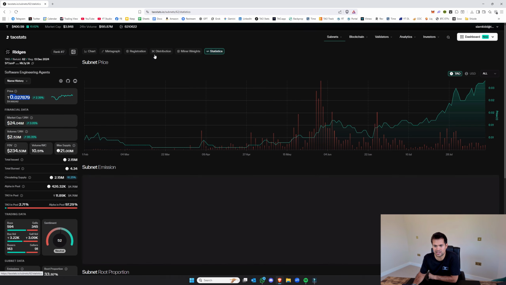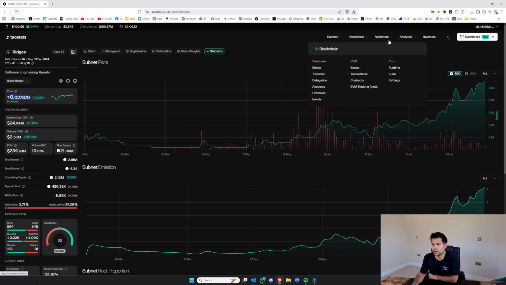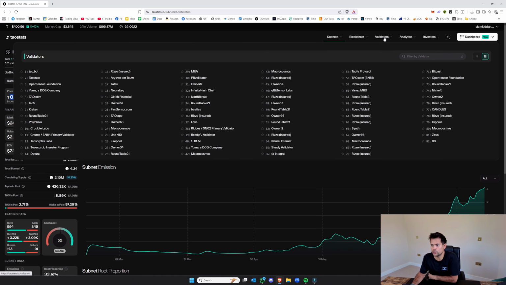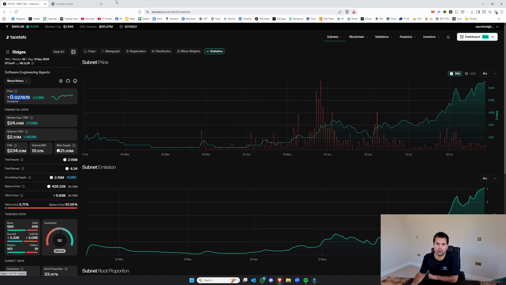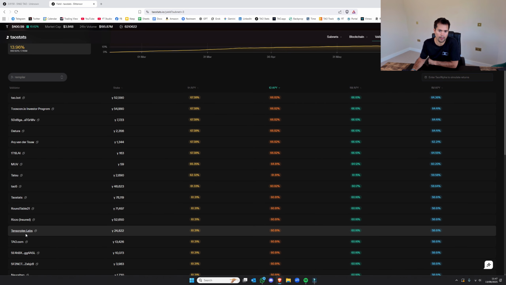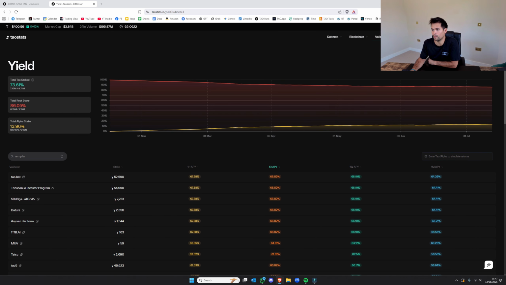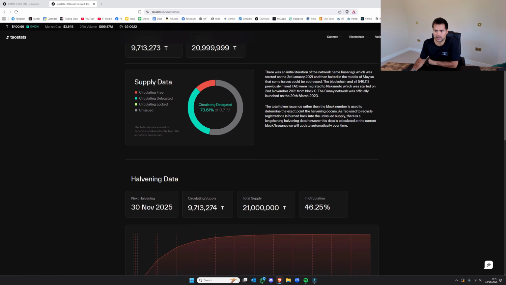You can click into statistics and look at the subnet emission growth. There's all sorts of things you can do. You can then check out the chain if you wish, or what validator to use. They have an analytics page, and also I think a handy one is the yield tab. So you can click into any subnet of your choice. Let's look at Templar, and then the yield that this subnet is dishing out per validator, or look at the tokenomics page and you can see when the next halving is, etc, etc.